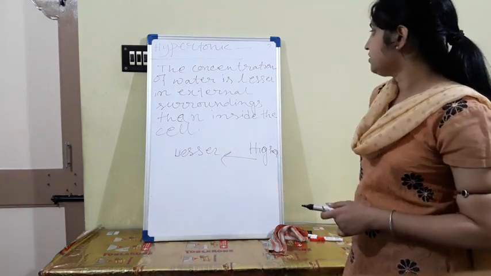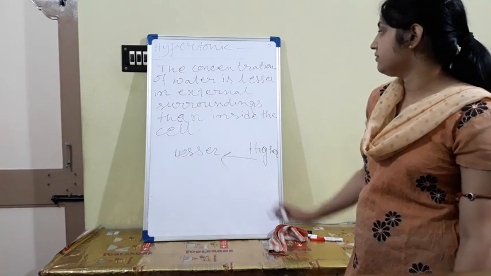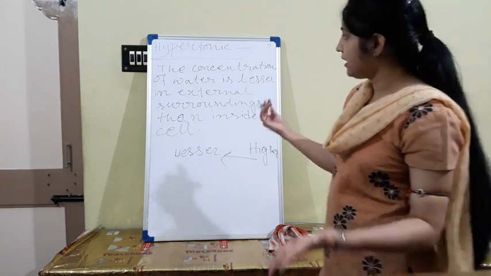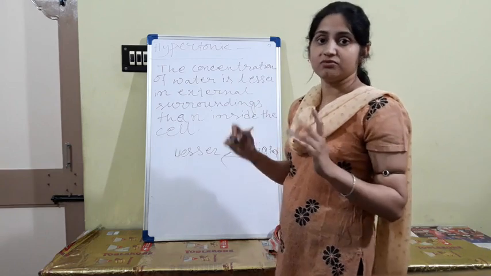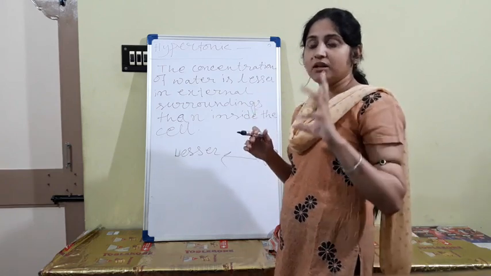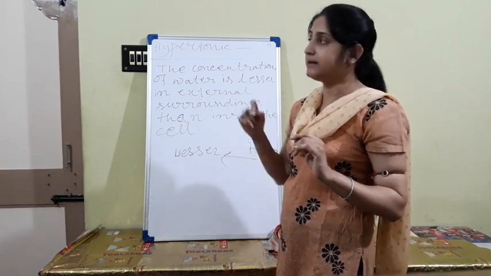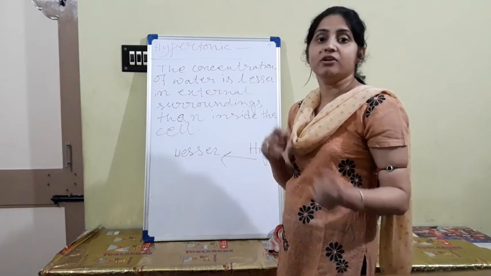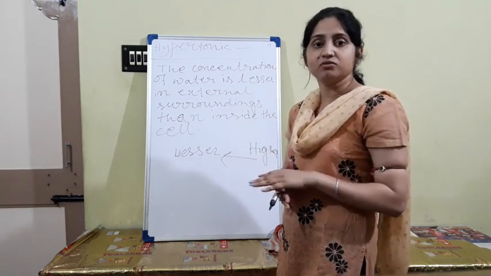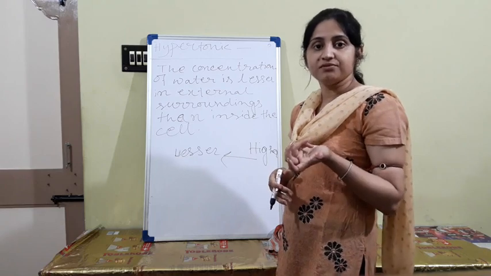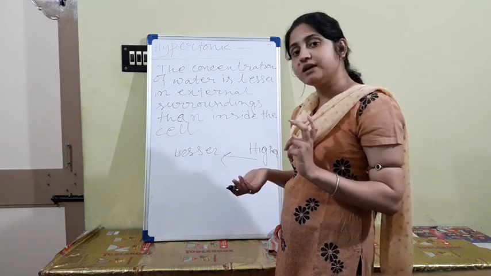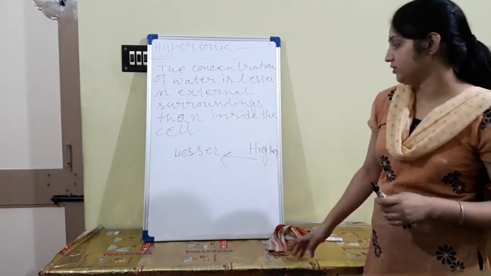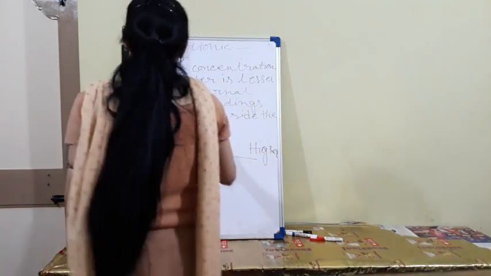The concentration of water is lesser in external surroundings than inside the cell, and it also follows the osmosis rule. Obviously water, or the liquid or sap, gets outside of the cell. If the water comes out of the cell, the cell will shrink and decrease its size. Okay, this is the hypertonic. Another one, isotonic.